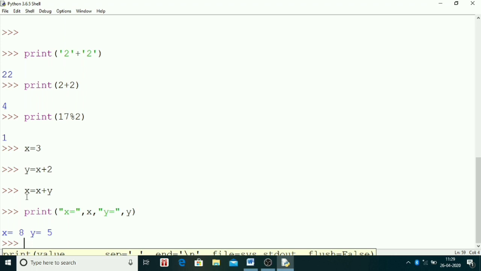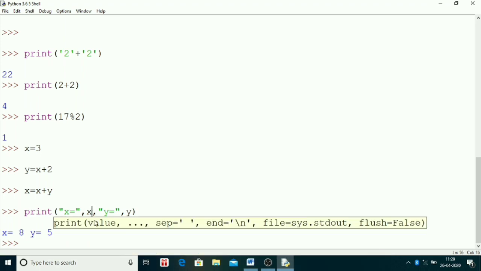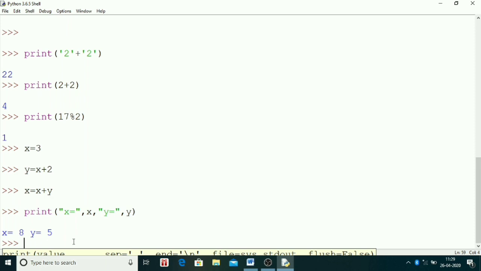So y is 5. Now x is equal to x plus y. My x is 3 and my y is 5. 3 plus 5 is 8. So whatever you are writing within inverted commas will come as it is. Without inverted commas means value of x, then inverted commas, y is equal to, then value of y. And comma is separate. So this is the output.